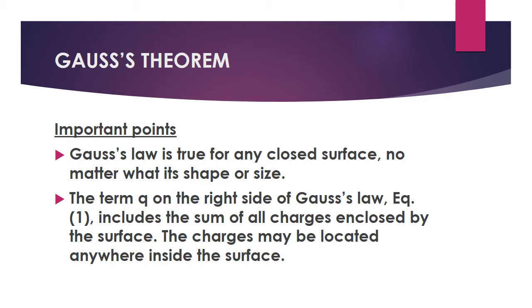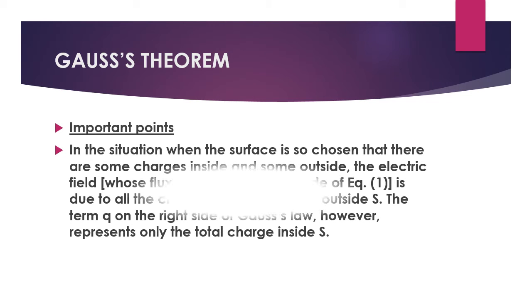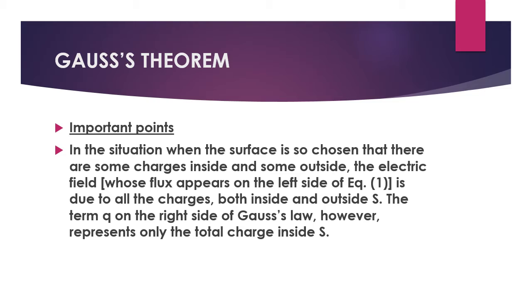As we have already discussed, the term Q on the right hand side of Gauss's law includes the sum of all the charges enclosed by the surface. One must make sure that in order to evaluate the surface integral on the left hand side of Gauss's theorem, the electric field E is the total electric field due to all the charges, whether present inside or outside the Gaussian surface. However, charge Q on the RHS is simply the sum of all the charges present inside the surface S or the Gaussian surface.